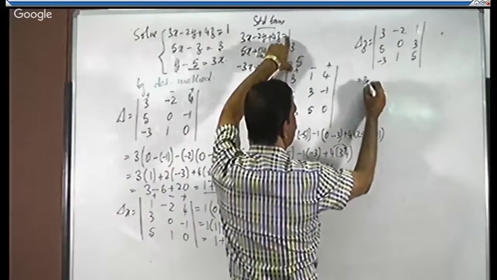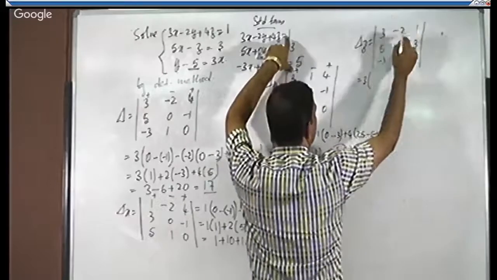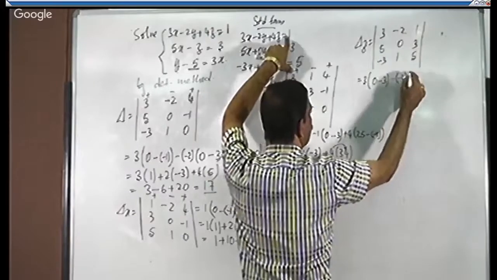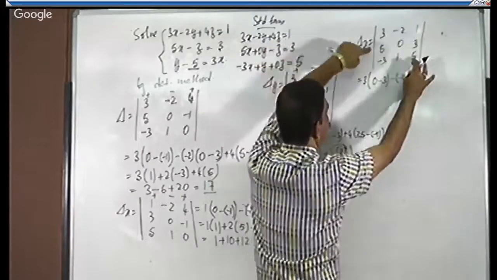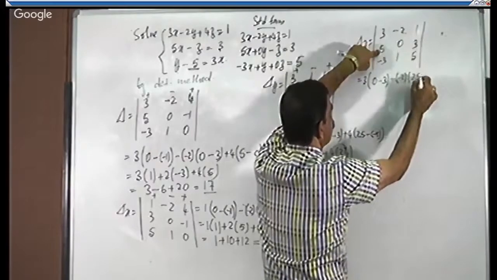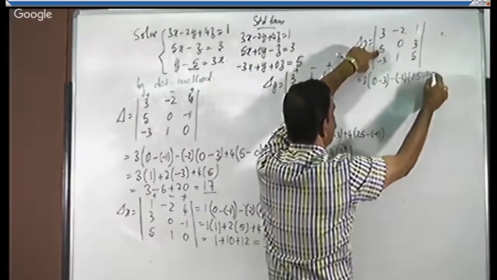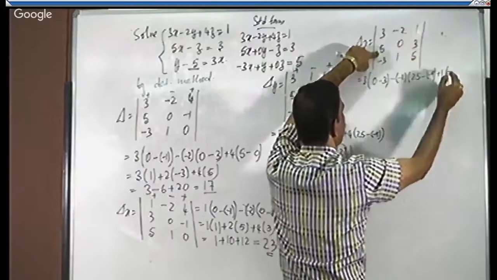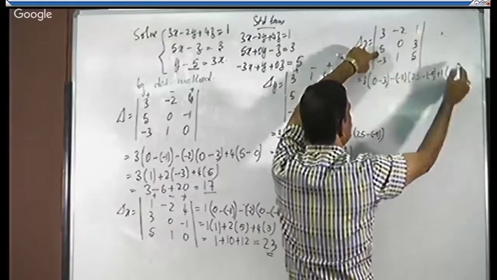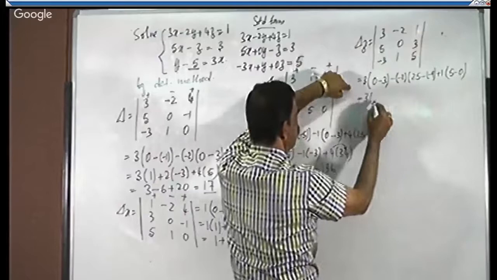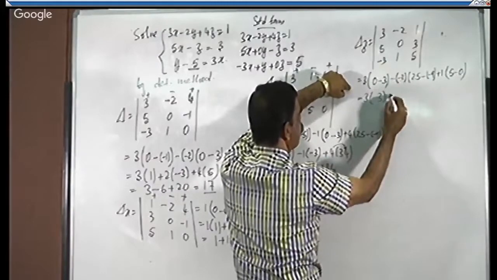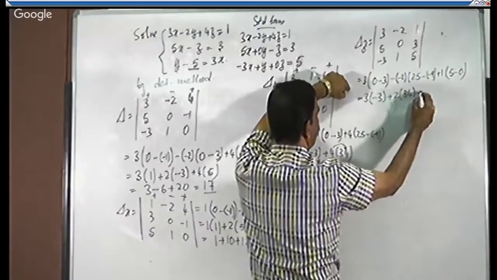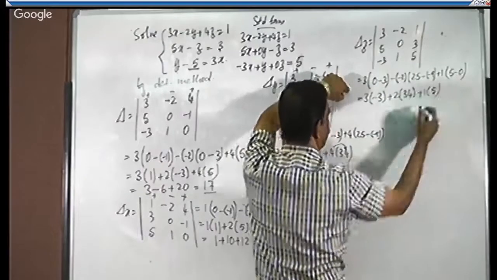Expand this. 3 into. Leave the corresponding column and row. This is 0. Minus 1 into 3, 3. Minus of -2 into. Leave the column and row. What is this? 5 into 5, 25. Minus. Product of these two is what? -9. Plus 1 into. Leave the corresponding column and row. This is 5, 0. Because 0 into 3 is 0. 3 into -3. Minus into minus. Plus 2 into 25. Plus 9, it is 34, plus 1 into 5 minus 0 is 5.